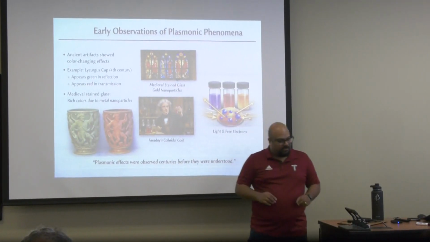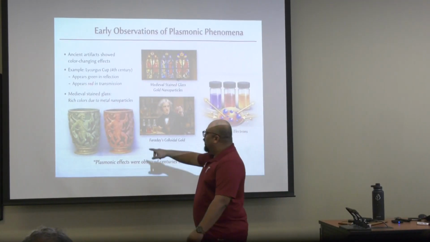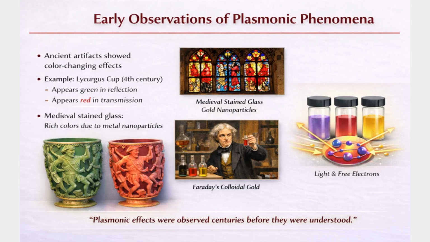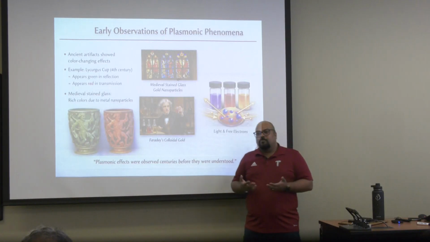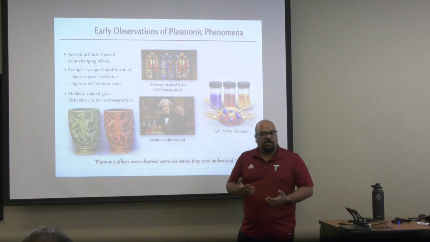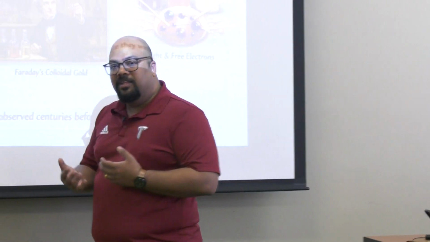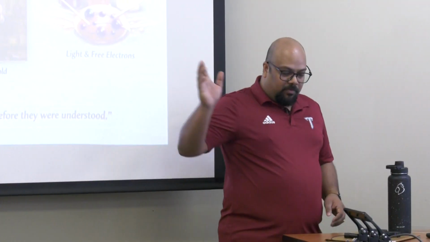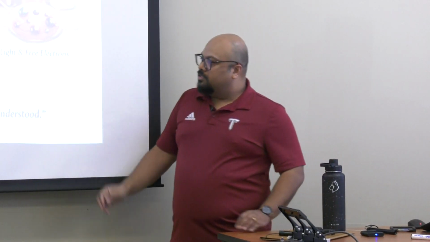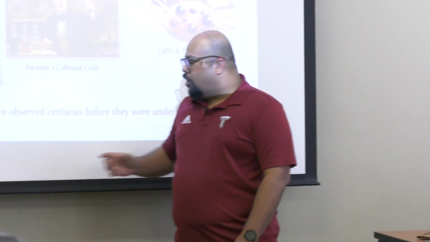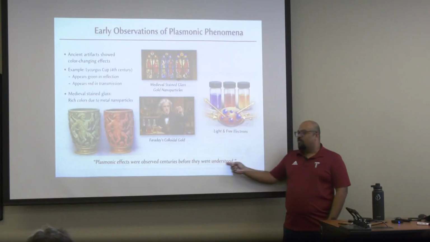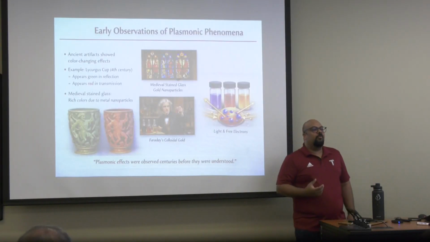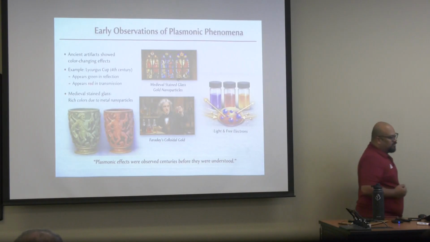I hope I pronounced it right. Whenever the light falls on it, you observe a different color. Whenever the light transmits, you observe a different color, you see. So at that time, we just thought it was magic. But now we are trying to understand why that's happening. What I want to emphasize here is that the plasmonic effects were already observed, but we are now understanding the actual phenomena, why that takes place.